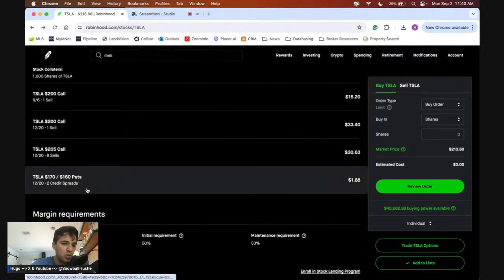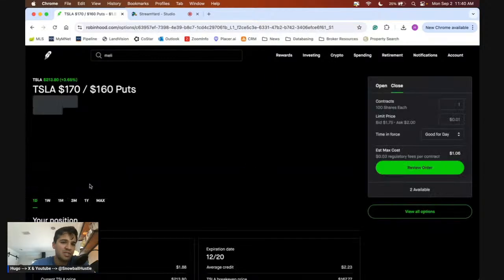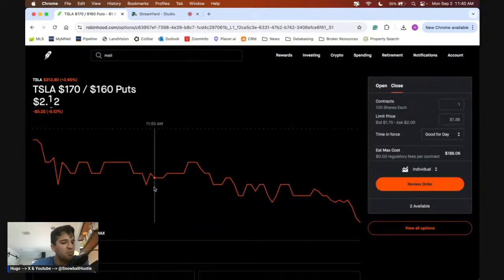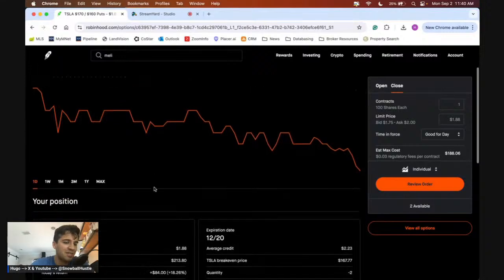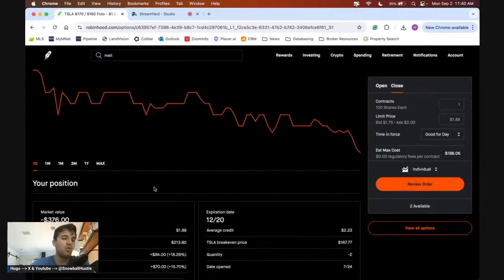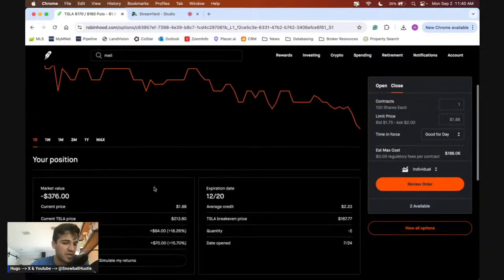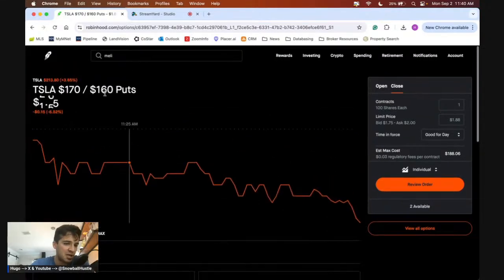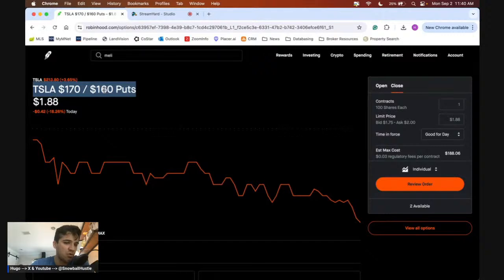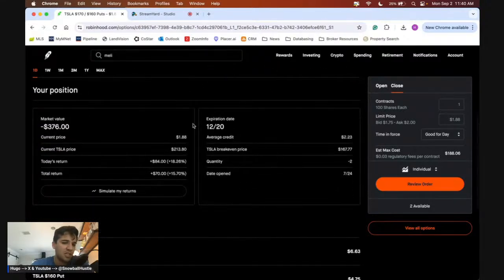Separate to that, I opened up 2 credit spreads. These are very high risk. I usually don't like to do credit spreads. Put spreads are a bit less risky, but credit spreads I'm not a fan of. If you don't know what credit spreads are, let me know in the comments, and maybe I'll do a video on just credit spreads. Essentially, it allows you to take a position with very small collateral. The collateral required is just the difference between these two, 170 and 160, so it's about $1,000. And it generated $223 on that $1,000, so that's like a 23% return.